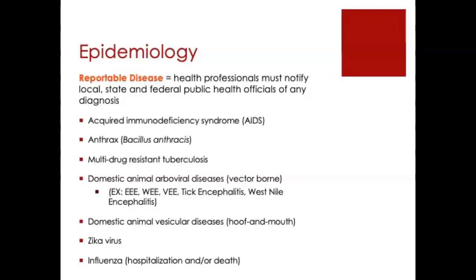So, for example, if a physician were to diagnose someone with HIV/AIDS, or as a veterinarian, if I were to find an animal that I suspected had anthrax, or people who are diagnosed with multiple drug-resistant tuberculosis, all of these are reportable diseases. The professional who makes the diagnosis is responsible for reporting it. And again, it travels up the chain. It gets reported locally, and then to state officials, and then finally to the federal government, depending on the disease.